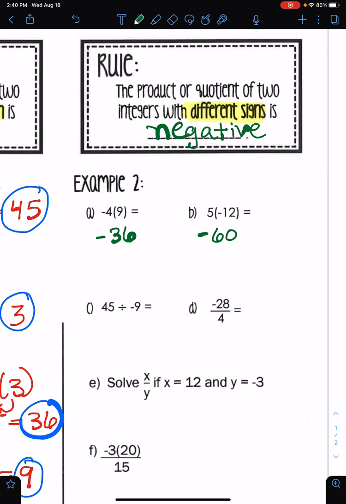The same rule applies when we're dividing. If I have a positive divided by a negative, the answer is negative. And 45 divided by 9 is 5. So 45 divided by negative 9 is negative 5. And then negative 28 divided by 4 is negative 7 because we have a negative divided by a positive, and so the answer is negative.